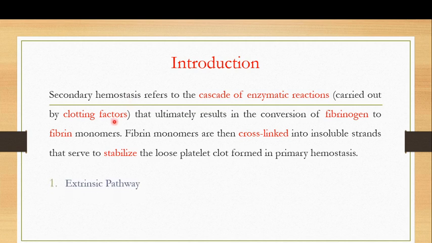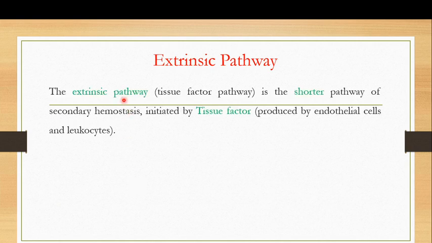Now there are two types of secondary hemostasis. One is known as the extrinsic pathway, which will be the focus of this particular video, and the second type is known as the intrinsic pathway, which I'll be talking about in the next video. The extrinsic pathway is also known as the tissue factor pathway. It is called the tissue factor pathway because it is initiated by the tissue factor, or it starts from the tissue factor. And it is also the shorter pathway of secondary hemostasis.